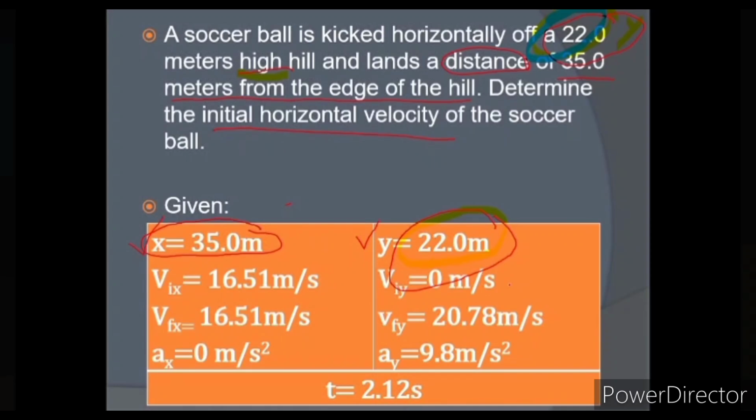Okay? So, first we need to put those constant numbers, as I said earlier: the initial velocity for your vertical component, which is 0 meters per second; the acceleration for the vertical component, 9.8 meters per second squared; and the acceleration for the horizontal component, which is 0 meters per second squared. So, we're looking for the initial velocity only, but we still lack a lot here. How do we get that? How did I get the 16.51 meters per second?